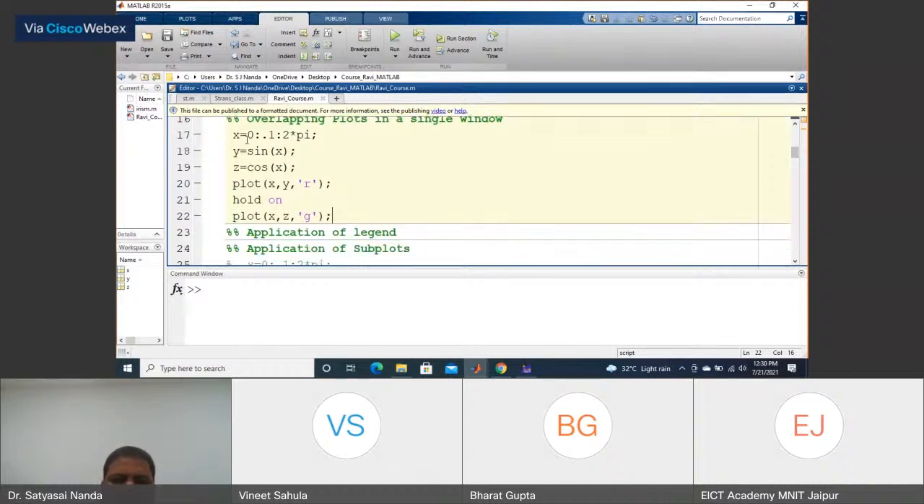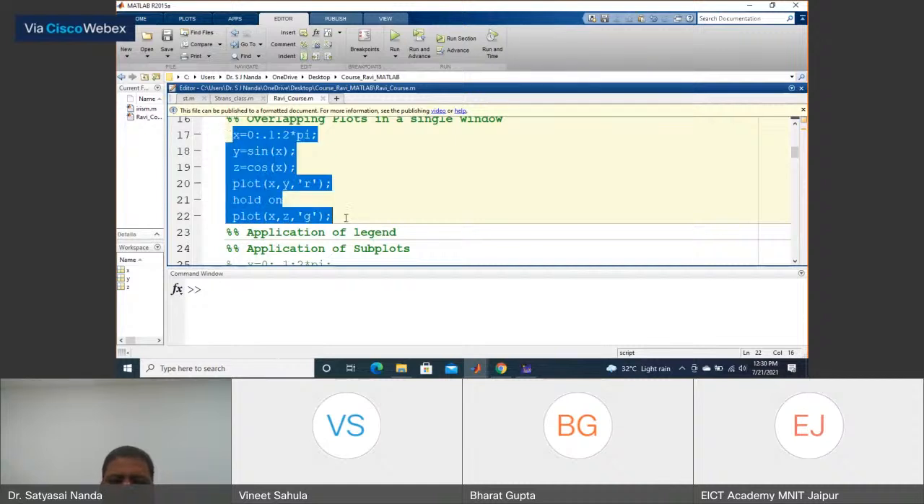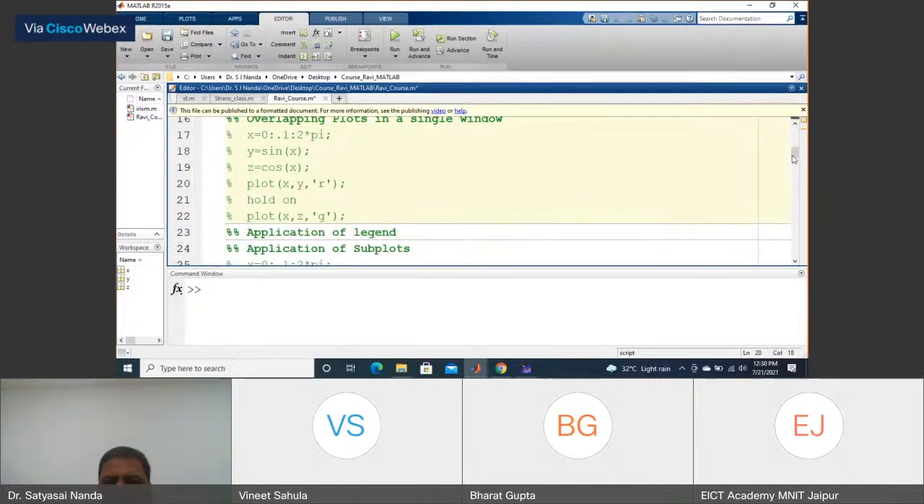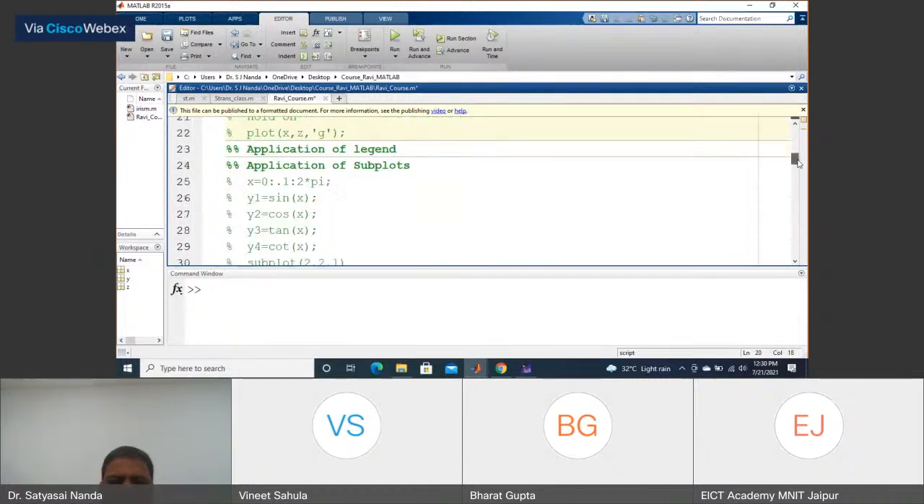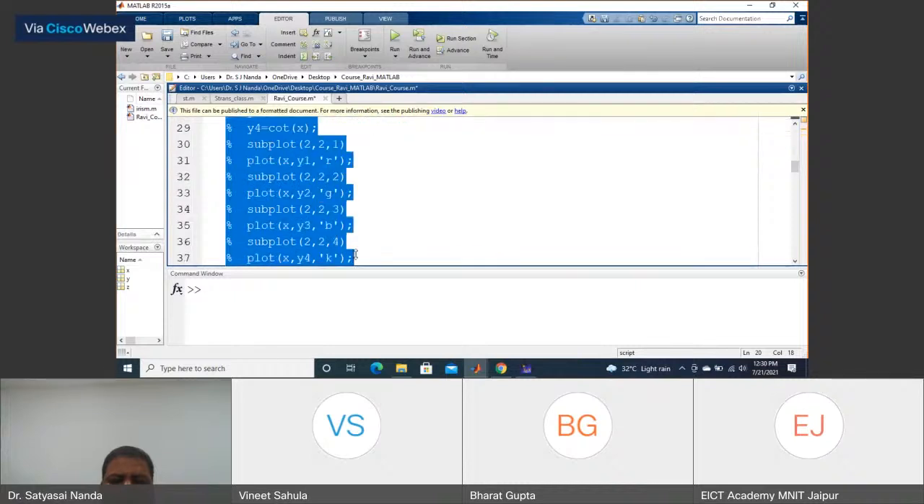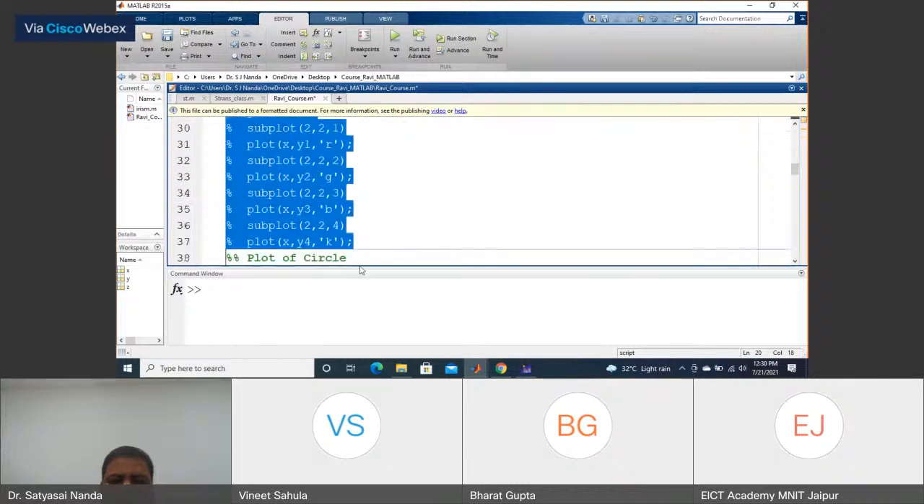Then we will understand another thing, how to create subplots. Here I want to create multiple plots within one window.